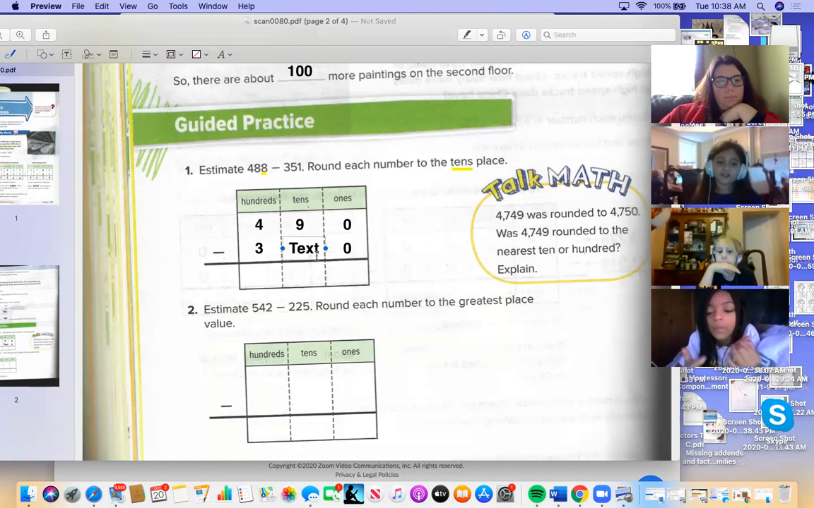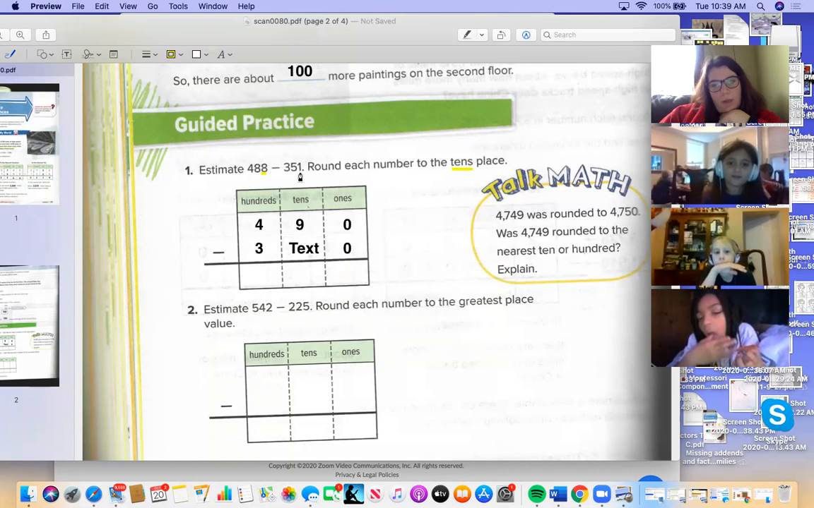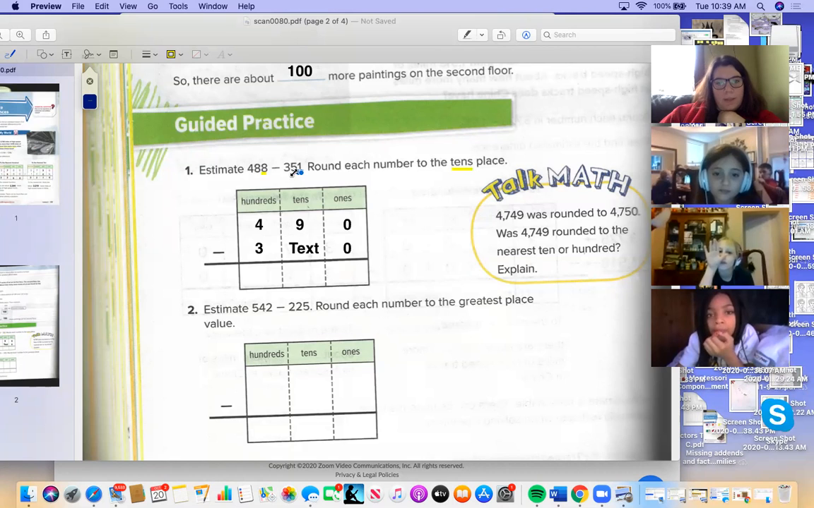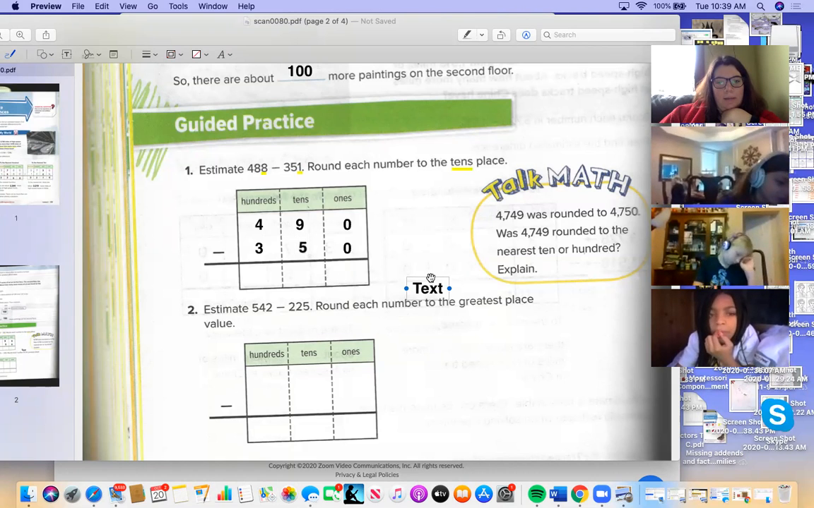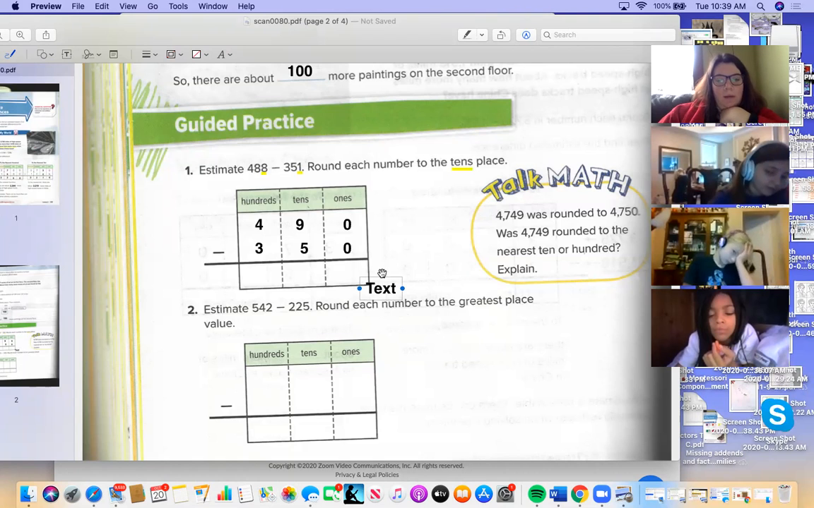We have a 1 in the ones place. 1 through 4, stay on the floor. So 350. And now we can subtract. 0 minus 0 is 0.